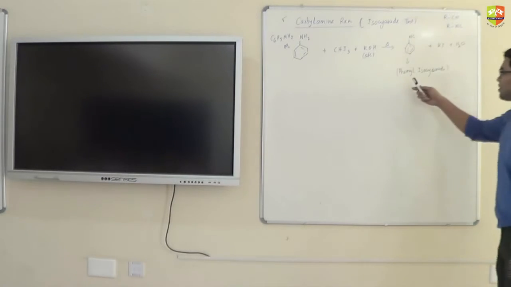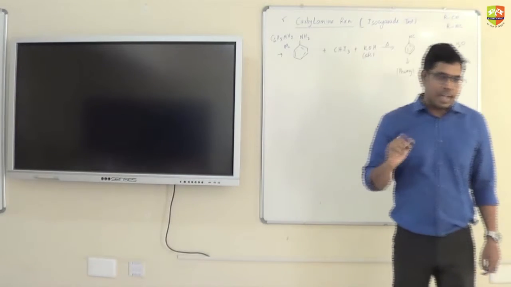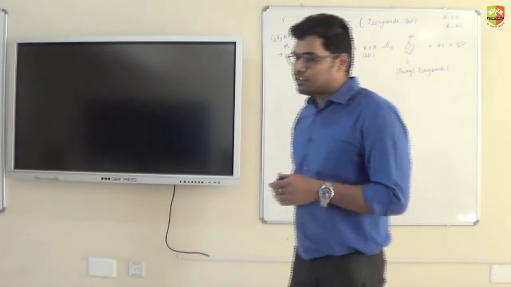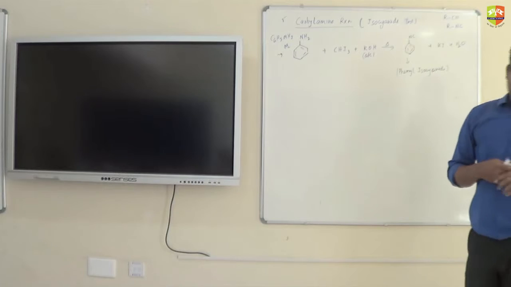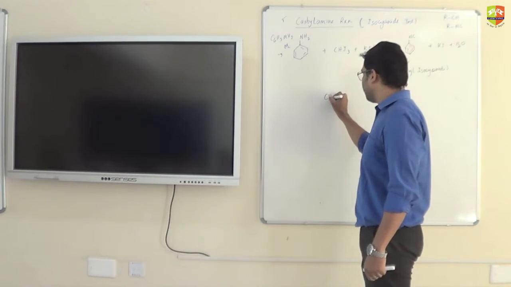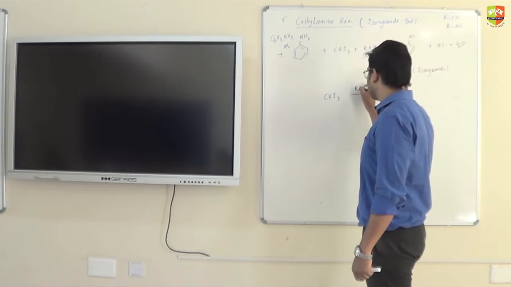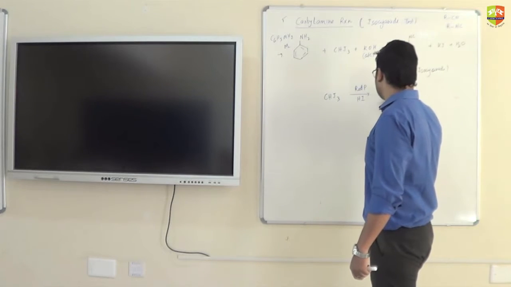Right, so this is phenyl isocyanate. There is one very important reaction in this right now. When iodoform is heated in presence of red phosphorus and HI, it forms CH2I2. This is one important reaction: CHI3, red phosphorus, HI, and it forms CH2I2.